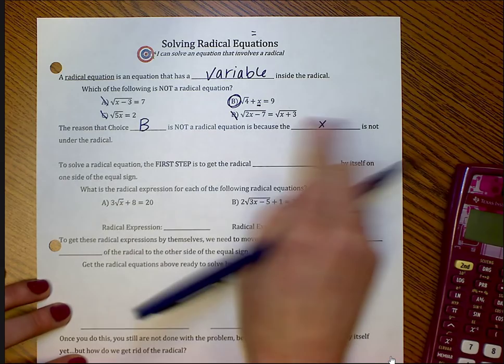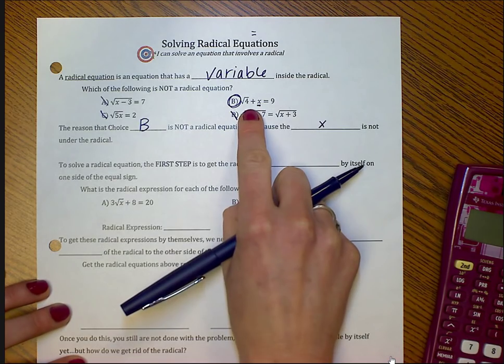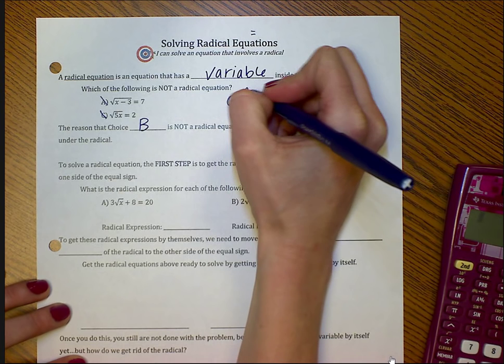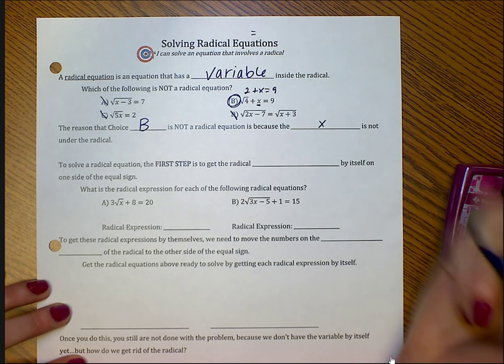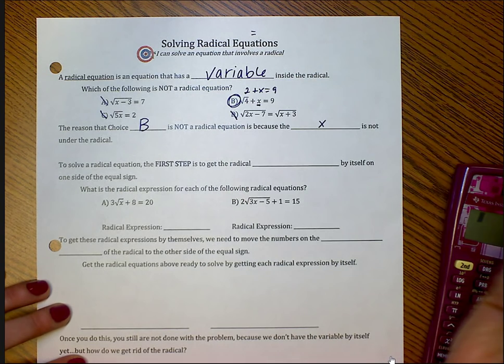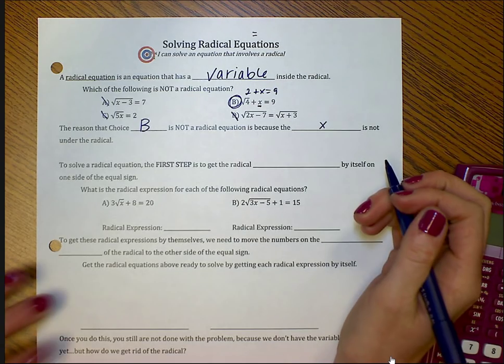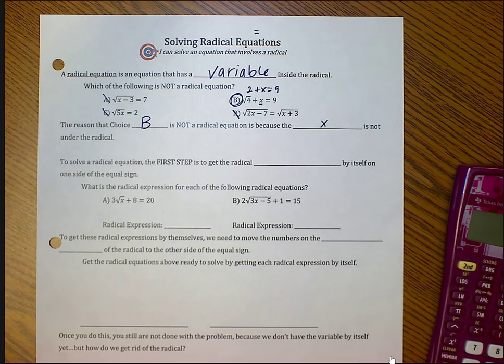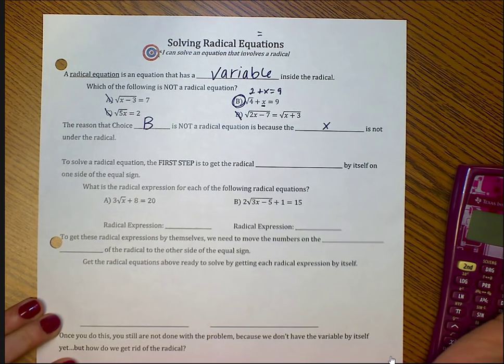And really, you guys, this doesn't even involve a radical, this equation, because the square root of 4 is just 2. So that's really just 2 plus x equals 9. We all could solve that. All of the others, though, maybe I wouldn't know how to do that until today. So let me show you how you're going to solve something that looks like those other 3 examples.